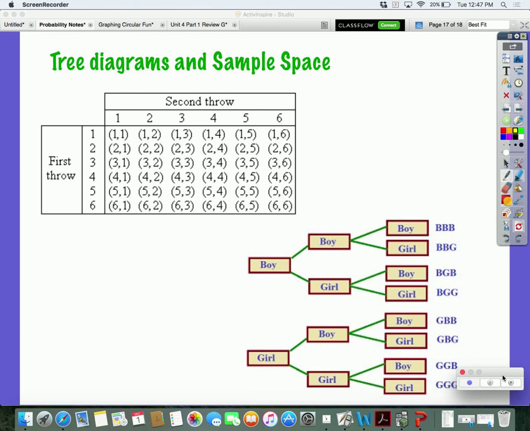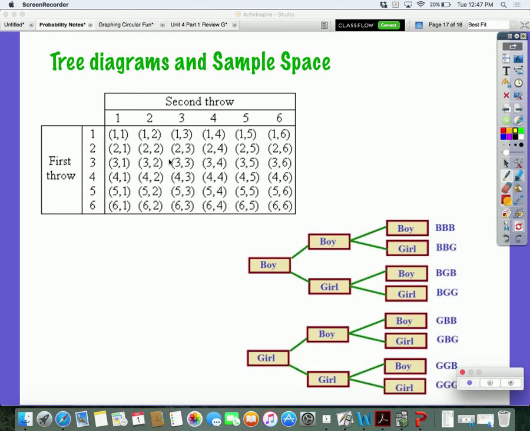Sometimes it'll be represented with dots instead of the 1, 1, the 1, 2, 2, 2, and so forth. Then you should use dots to represent the sample space. But basically they just represent the combinations that are possible. Okay? Down here with your tree diagrams, this is again another way to represent pictorially some information that you're given.